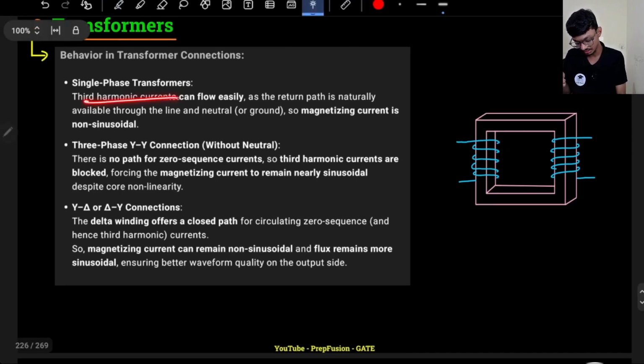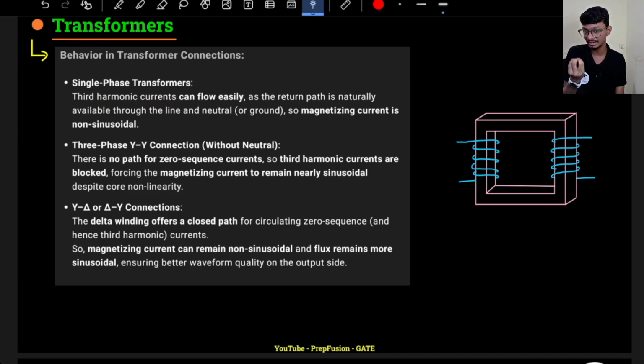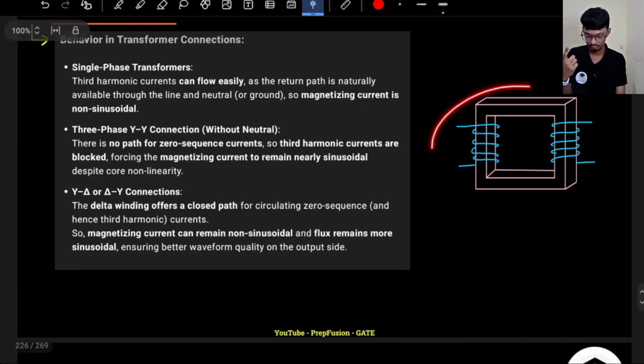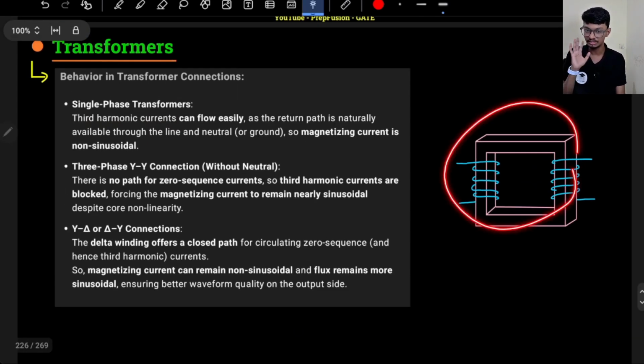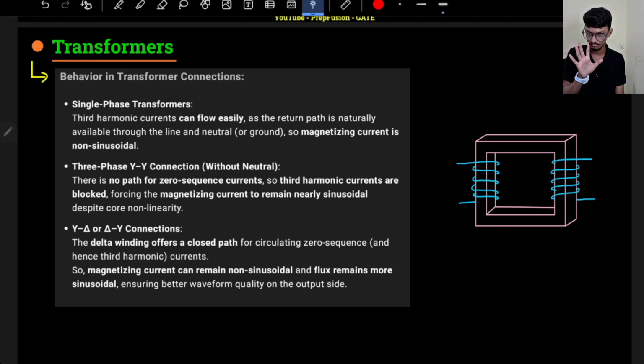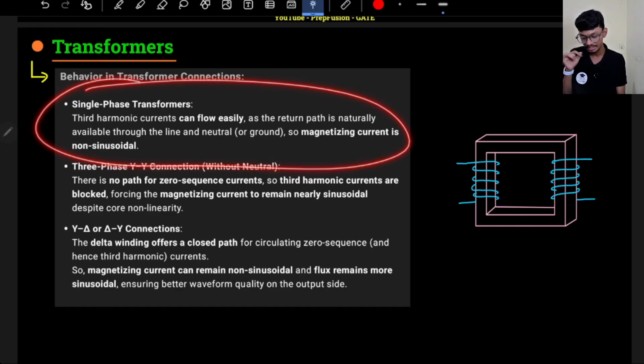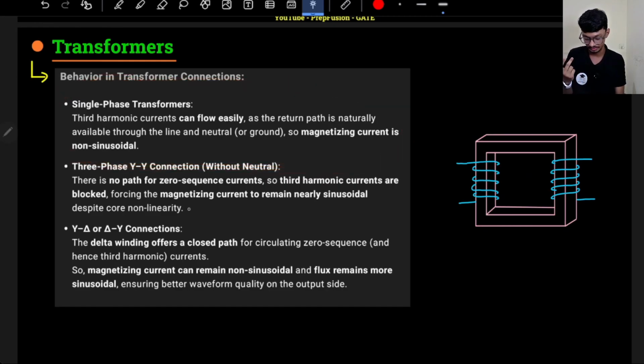For a single phase transformer, the harmonics can flow easily, right? We have already discussed that if the current is purely sinusoidal, flux will contain harmonics. If the flux is purely sinusoidal, current will contain harmonics. Whatever analysis we were doing was for the single phase transformer. So another reason to use a three phase transformer is that it can actually help suppress the harmonics.